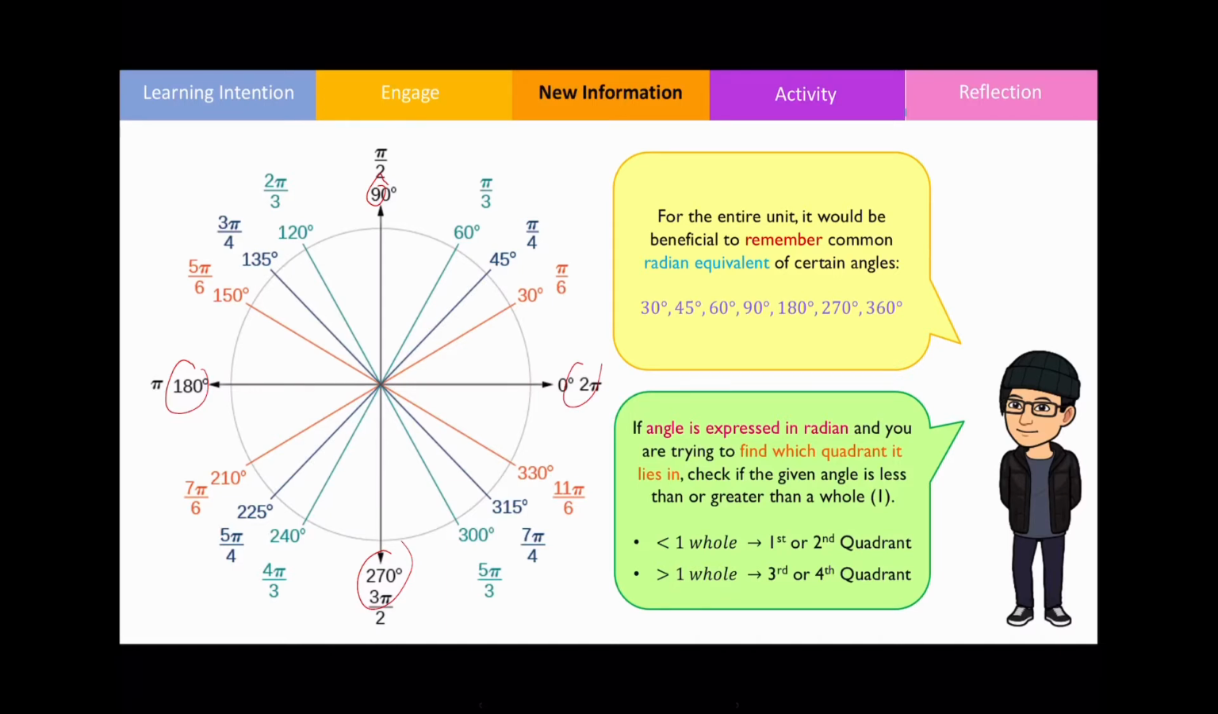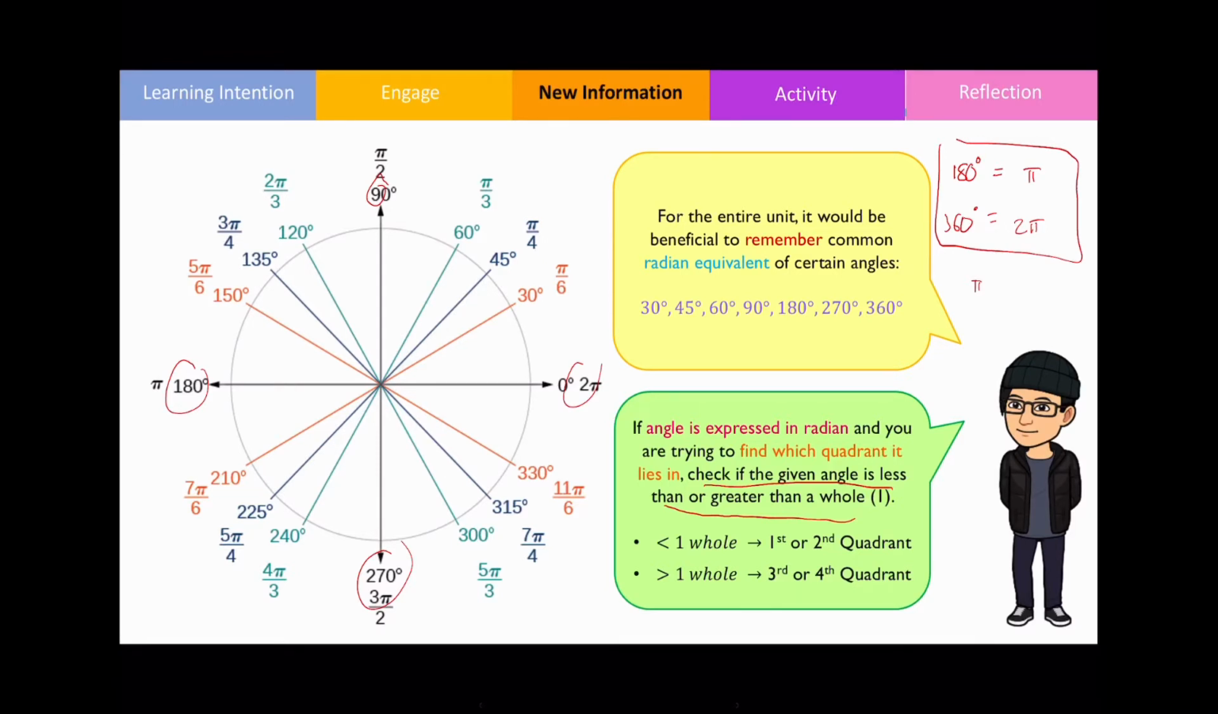And my tip for you guys is that firstly, you need to memorize that 180 degrees is equal to pi and 360 degrees is equal to 2 pi. Now that you have this understanding, we can work it out very vaguely. I've set up here: check to see if the given angle is less than or greater than a whole. In this case, think that a whole is equal to pi, although we know that 360 is for a full circle.